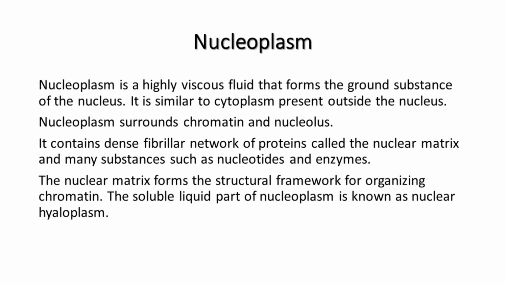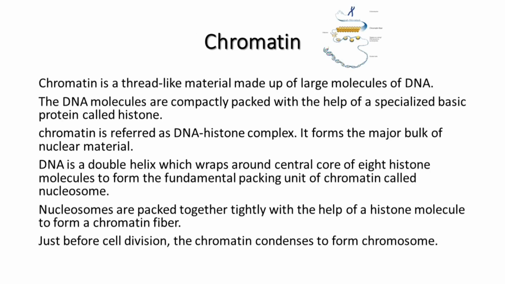Nucleoplasm. Nucleoplasm is a highly viscous fluid that forms the ground substance of the nucleus. It is similar to cytoplasm present outside the nucleus. Nucleoplasm surrounds chromatin and nucleolus. It contains dense fibrillar network of proteins called the nuclear matrix and many substances such as nucleotides and enzymes. The nuclear matrix forms the structural framework for organizing chromatin. The soluble liquid part of nucleoplasm is known as nuclear hyaloplasm.